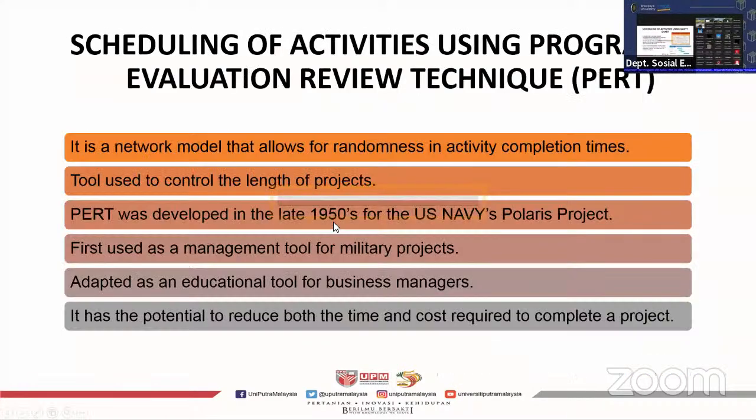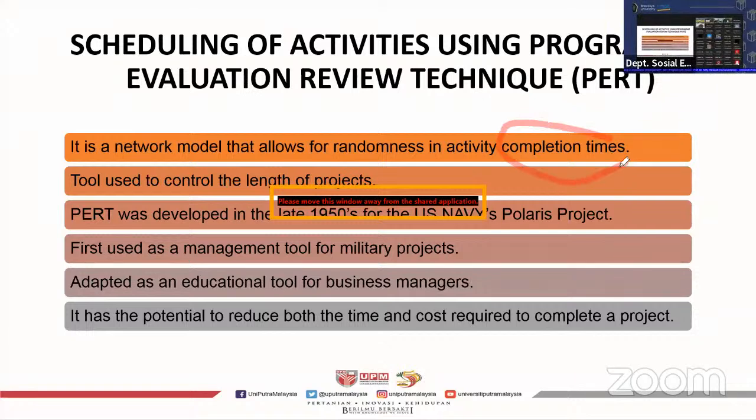Okay, so scheduling with PERT, Program Evaluation Review Technique. So what is PERT? It is a network model that allows for randomness in activity completion time. What we would like to highlight here is the completion time. It is used to control the length of a project, the duration of the project, and it was developed by the US Navy for the Polaris project in the 1950s. It was basically a military project, so it was adapted as an educational tool for business managers, and it has the potential to reduce both time and cost.